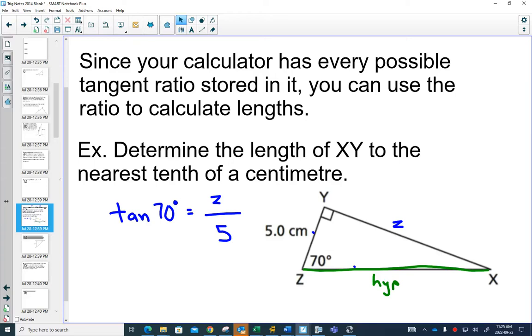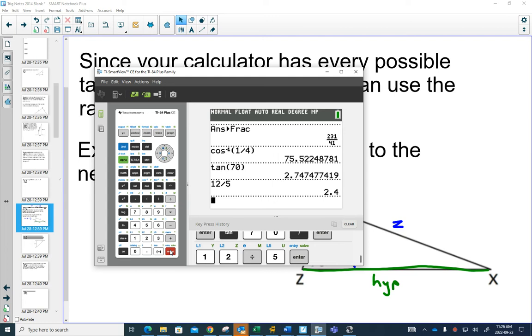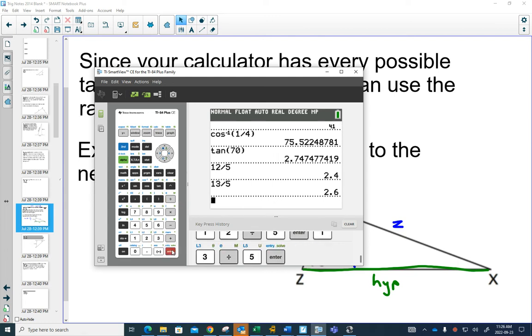So we're going to hit the mode button and change it to degrees. We use radians in grade 12. Now you can try it. So we need to find a z that makes this work out. Like if I try 12 divided by 5, guessing, I'm at 2.4, I'm not there yet. Right? 13 divided by 5, is it 13?